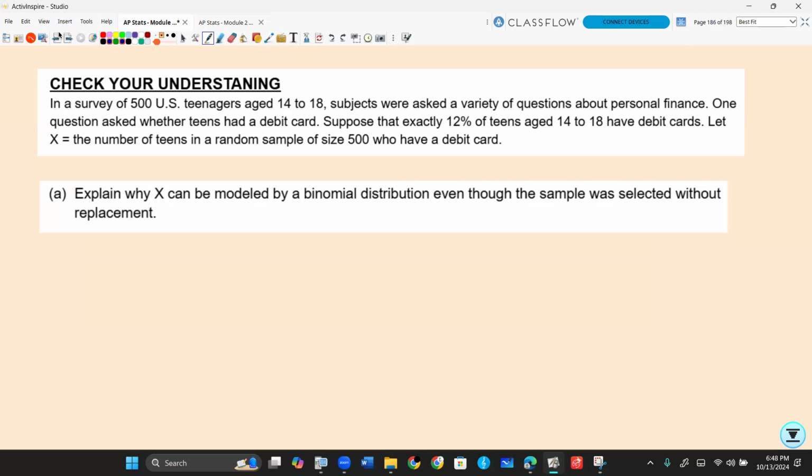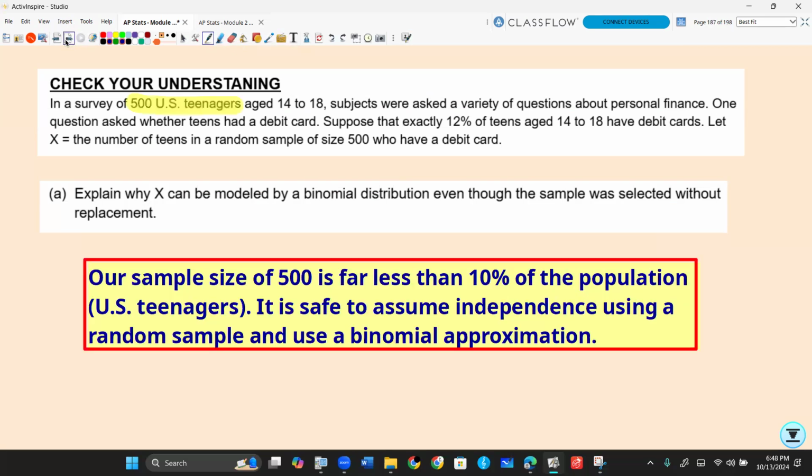Well, it has to do with your sample size. We're talking about US teenagers. 500 seems like a large sample, but there are millions of US teenagers to sample from, aged 14 to 18. So since our sample size is far less than 10% of the population, we're going to be okay using a binomial situation, even though technically we've broken the independence rule.